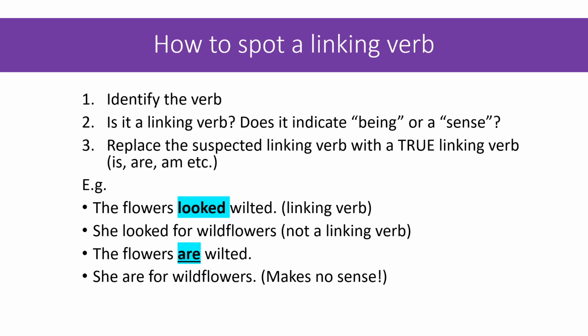So, for example, the flowers looked wilted. Looked over here is a linking verb. Let's look at the next sentence. She looked for wildflowers. Now, looked is not connecting the two parts of the sentence over here. And so, therefore, looked in the second sentence is not a linking verb.